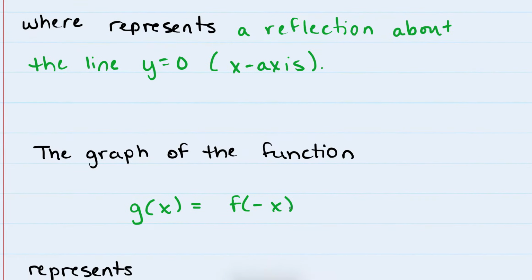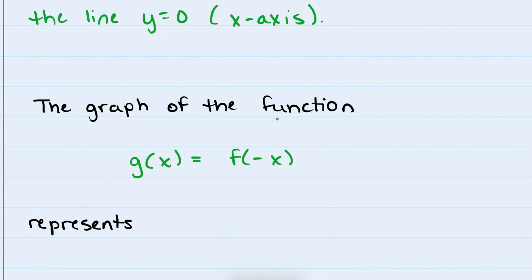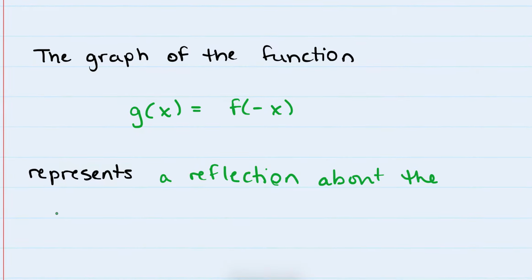If we put the negative on the inside of the parent function, this represents a reflection about the line x is equal to 0, or the y-axis.